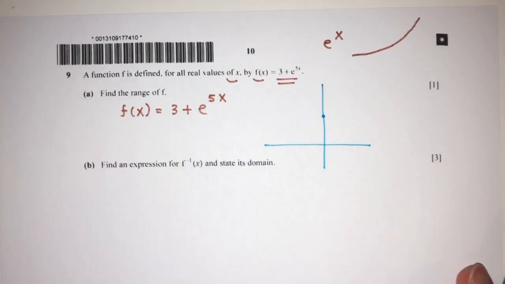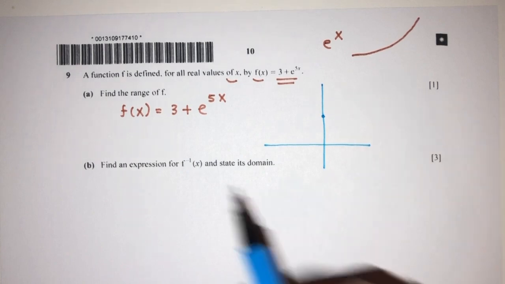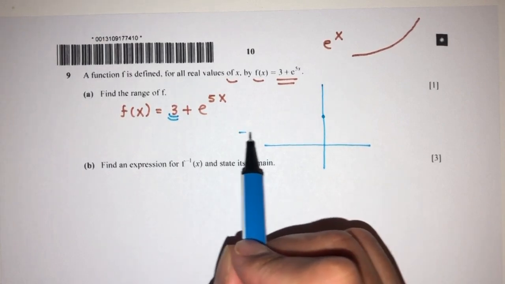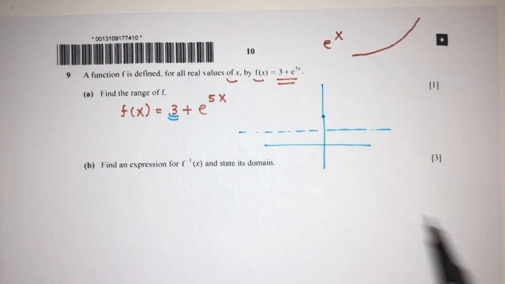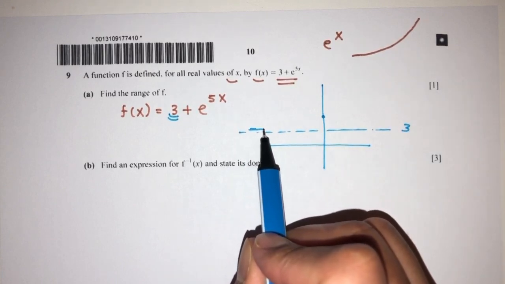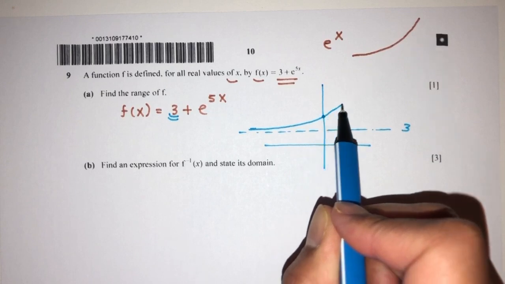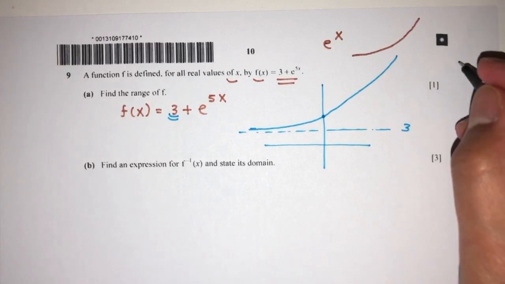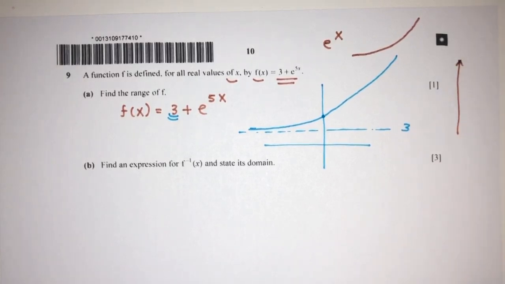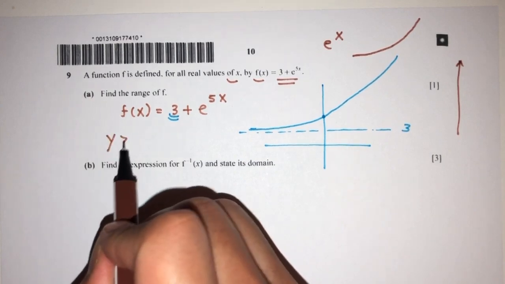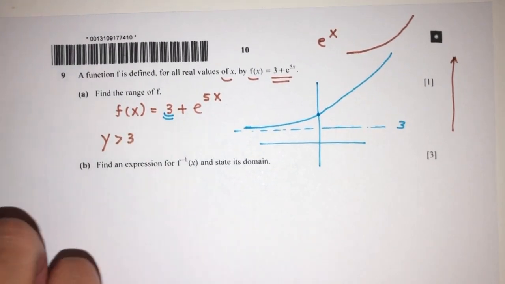Now I told you that when we draw exponential graphs or log graphs, we have asymptotes. In this case, this value right here will be the asymptote. So this is my line of 3, and my graph will always be in this shape. It will approach this line, but it will not touch it, and it will keep going up. That's the main idea behind this line. As you can see, the value of y always has to be more than 3. So that is why the range is y more than 3 for part A of the question.